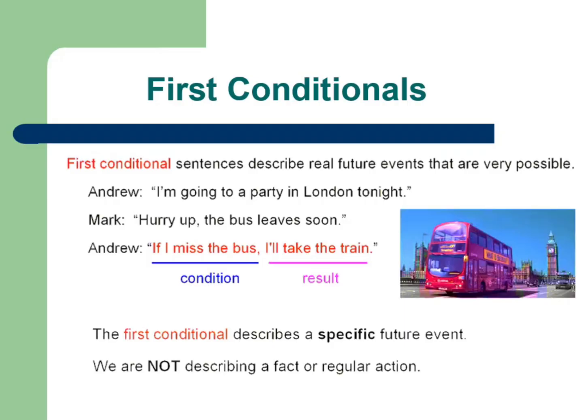Now friends, we have first conditional sentences. First conditional sentences describe real future events that are very possible, events whose occurrence is highly likely.